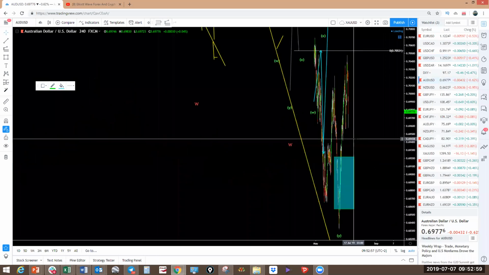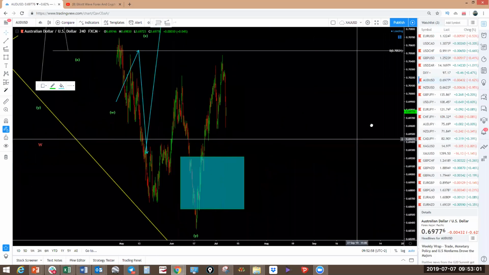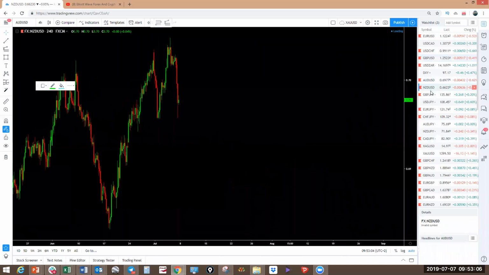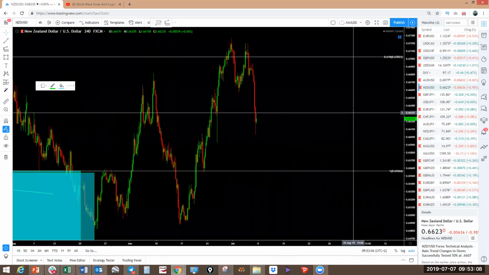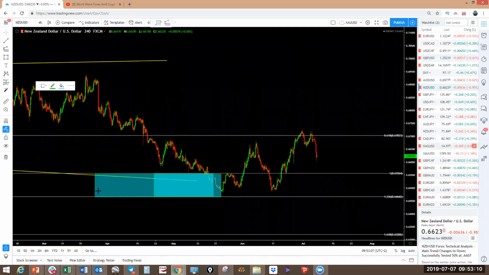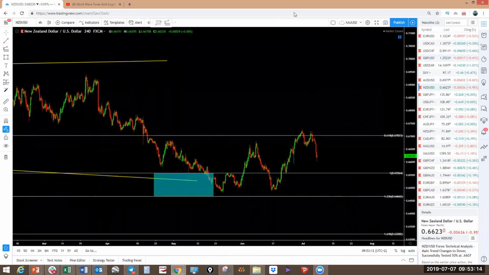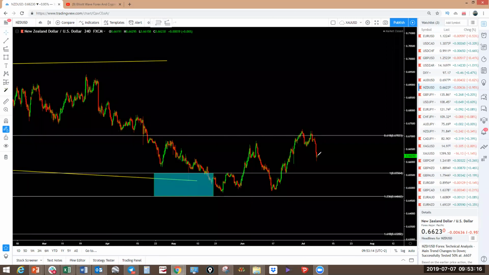Okay, just a recap. Aussie US dollar. New Zealand, expect the same. New Zealand is even better because it's playing out. They're expanding flat. So all you do now is look for, even if it's a small continuation pattern, to the downside. Okay.